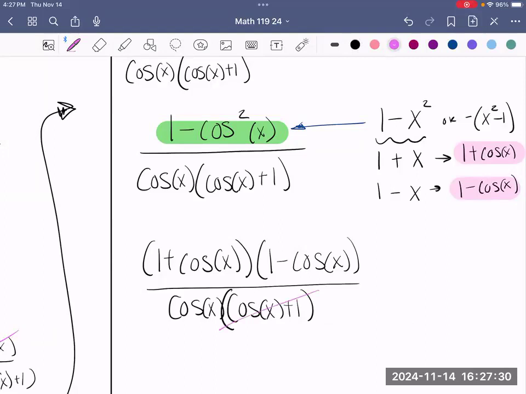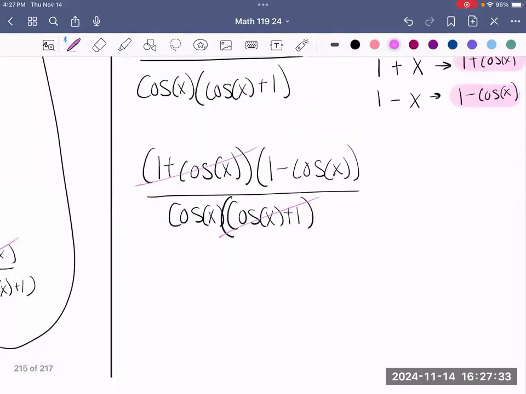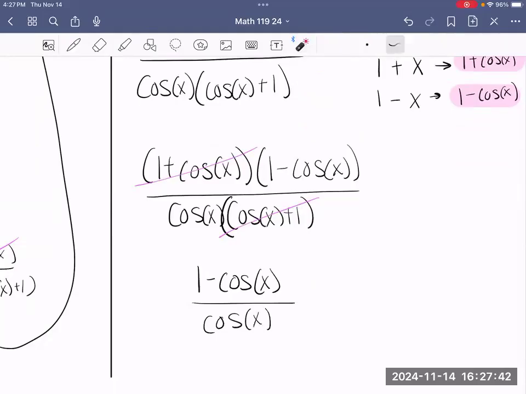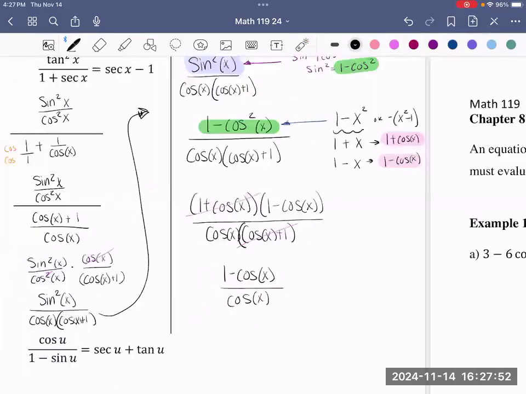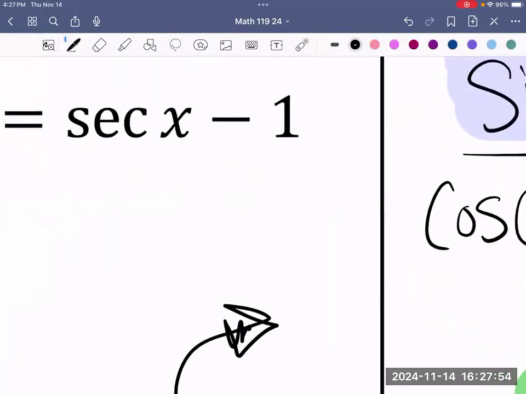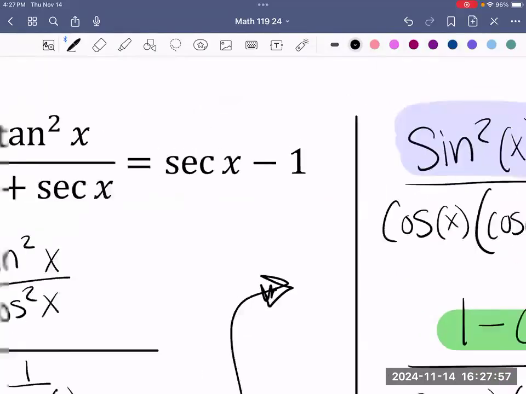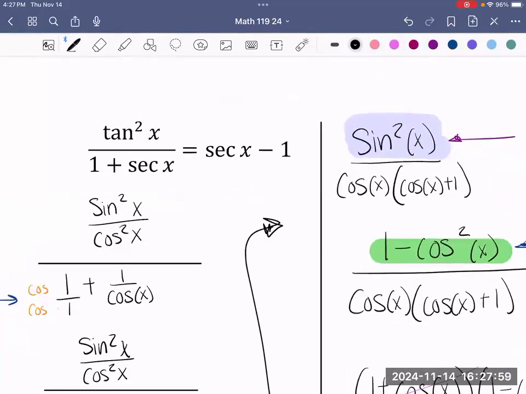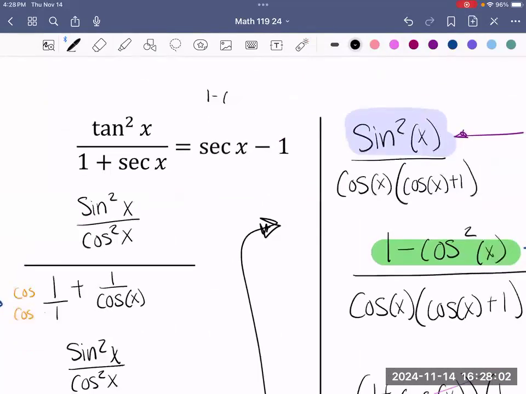Well, we can clearly see that these will cancel, because that's the only way you can cancel with a binomial. So we're left with 1 minus cosine of x over cosine of x. And no, those cosines are not going to cancel and be left with 1, right? You need parentheses, you need a binomial in order to cancel. So instead here, keep in mind, we're getting really, really close to secant of x minus 1. Right now, we're at 1 minus cosine of x over cosine.